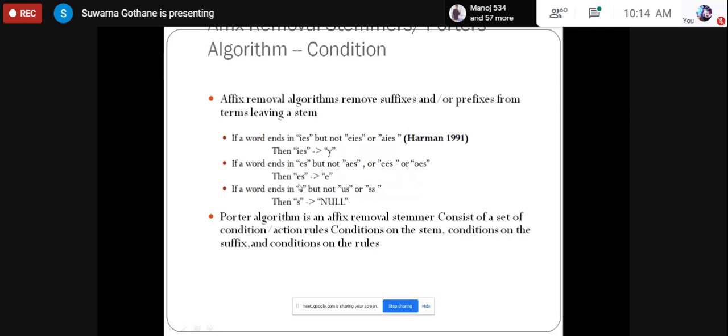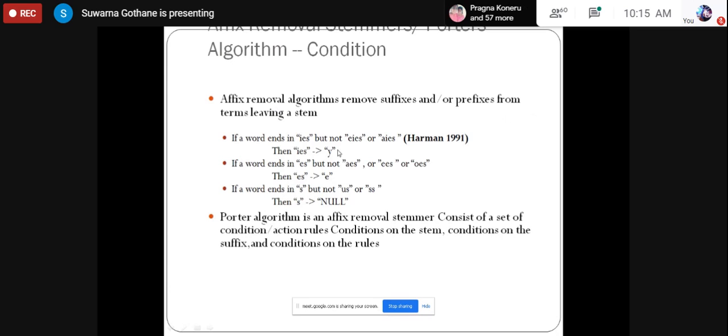And if a word ends with S, it will be represented with null. There are only two exceptions: if it is US or SS. These are the two exceptions. If the word ends with S but also has a U before it, or the SS combination, then it will not be represented as null. Otherwise it will be null. So these are some of the rules for the affix removal algorithm.